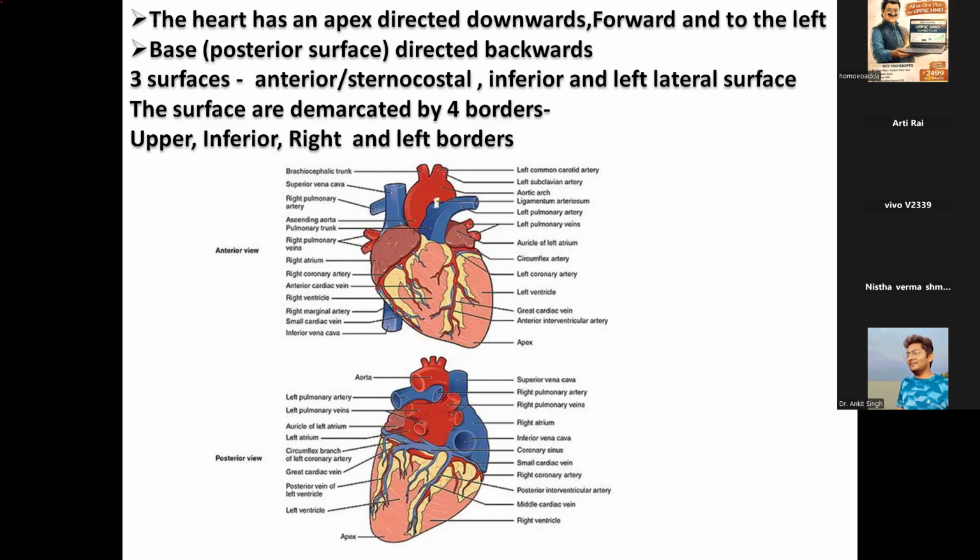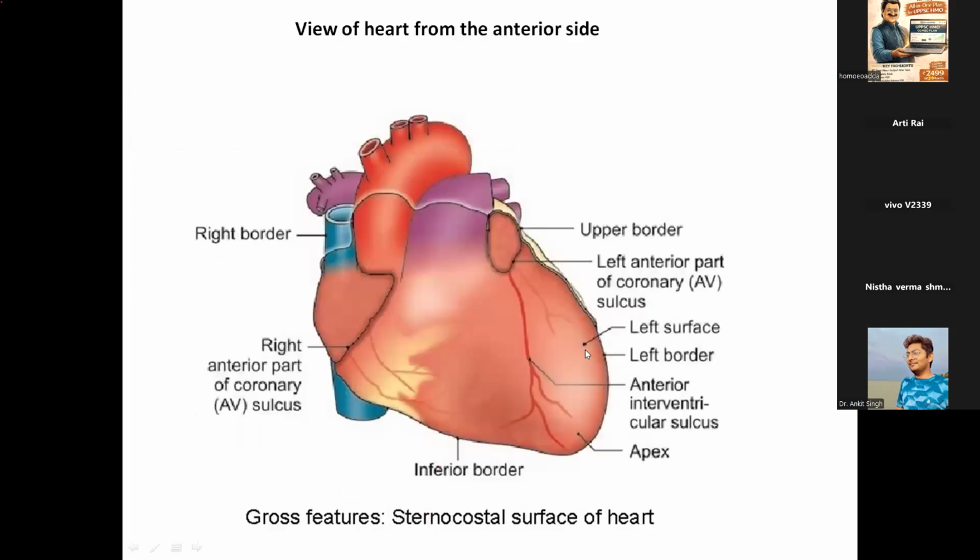Anterior, in other words, we can also call it sternocostal, as it is associated with the sternum and costal cartilage or the costa. We call it the sternocostal surface. Second one is the inferior. This is the inferior, and a few textbooks mention this as a left lateral surface. So over here there is a left lateral surface. The surfaces are demarcated by four borders: the upper border, then the inferior border, right border, and the left border. We'll take it in a detailed form.